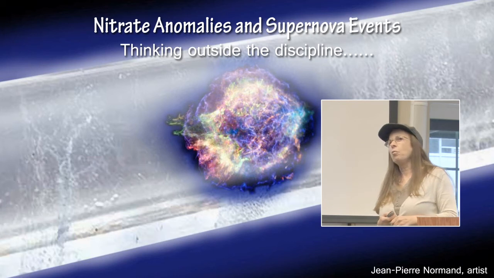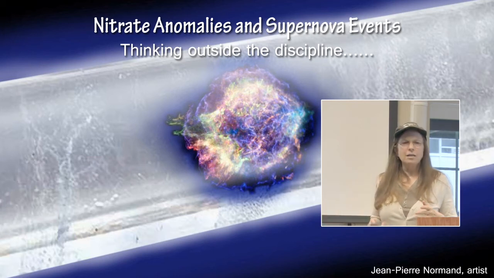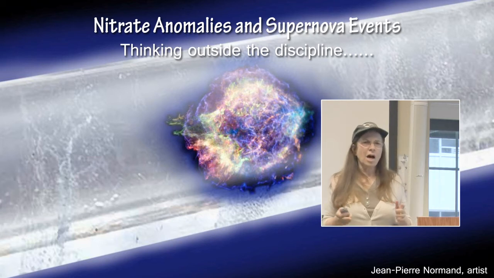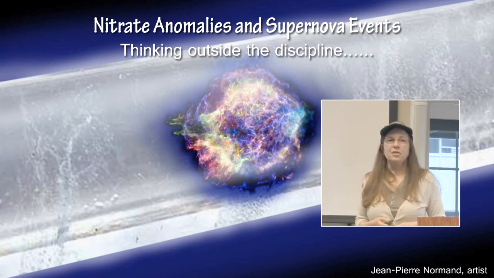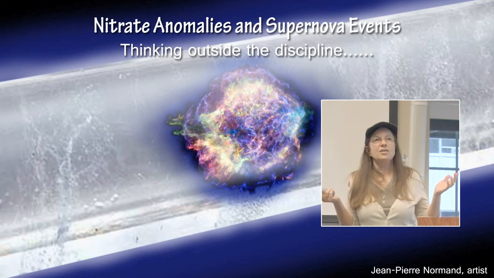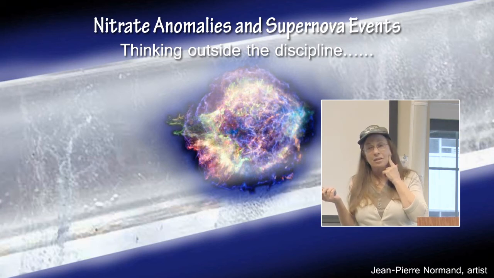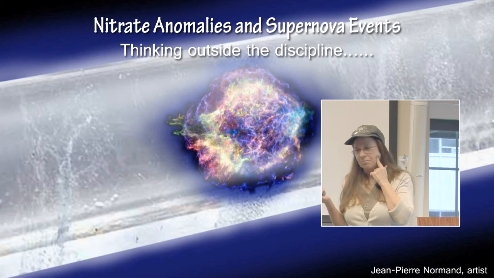So when they were all done and analyzed all their data, labeled all of the nitrate anomalies that they could, there were anomalies left behind. And so she said, I wonder if high energy radiation coming in from supernova events can cause nitrate deposition in the polar regions.